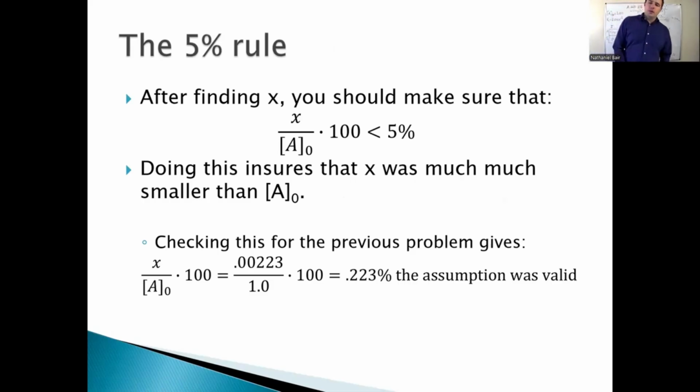Now, if you were taking analytical chemistry where you had to know the absolute correct answer, like, no doubt about it, you're not making any assumptions, right? You're not taking any shortcuts. But if you do this with the previous problem, we get a percent of 0.223, way less than 5%.